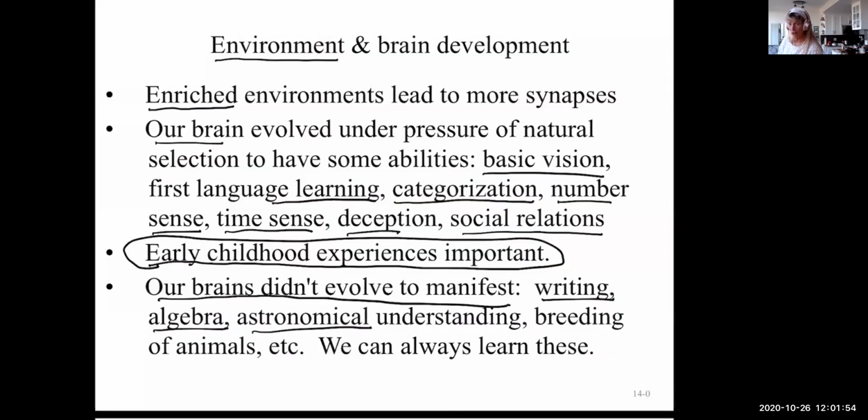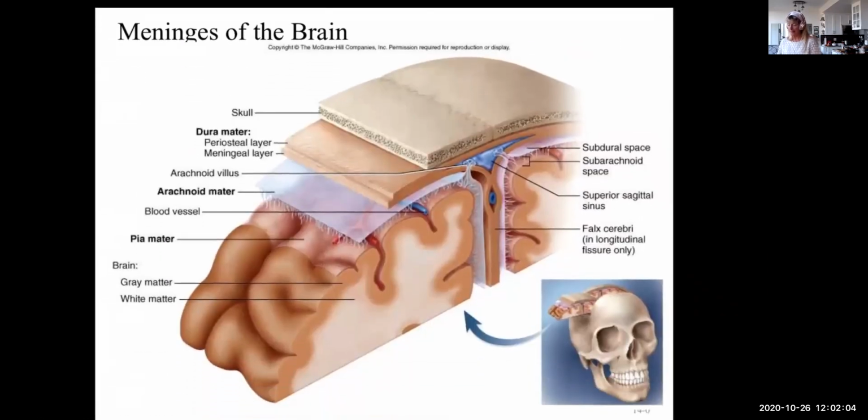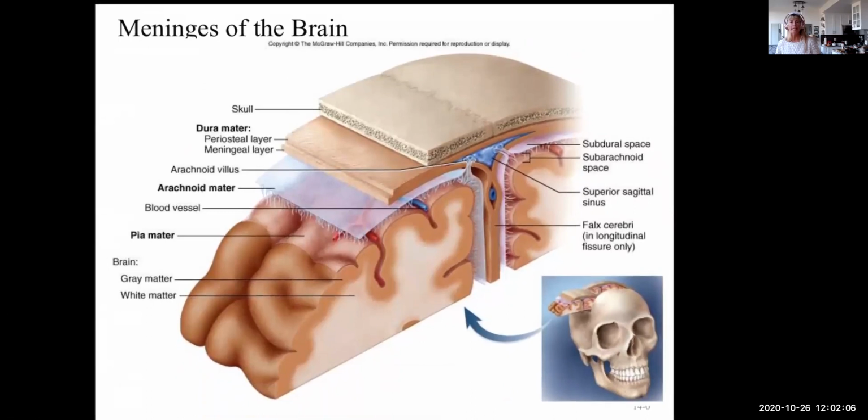All right, continuing on with structure and function of the human brain. Let's look at the tunics or the coverings of the brain, known as meninges. Just like the spinal cord, they are named very similarly: dura mater, arachnoid mater, and pia mater. So very similar to the spinal cord, but there are a few differences.